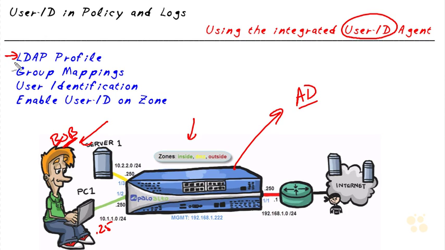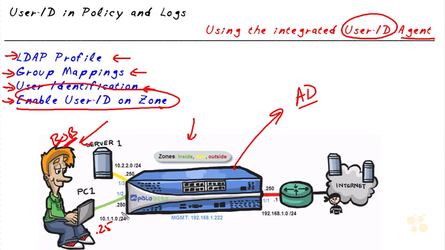And to set it up, we're going to use an LDAP profile, which we've already done in a previous nugget in this course, which identified an LDAP server. We're also going to set up group mappings that identify which groups that we can reach via LDAP we're going to be using as part of user ID. We also need to specify credentials that our Palo Alto firewall and the integrated user ID agent are going to be using to query Active Directory to get the information regarding individual users. And then our last step is to enable user ID on the zone.